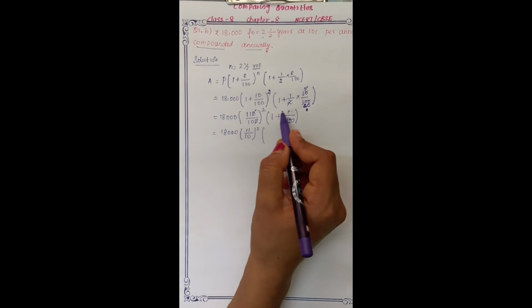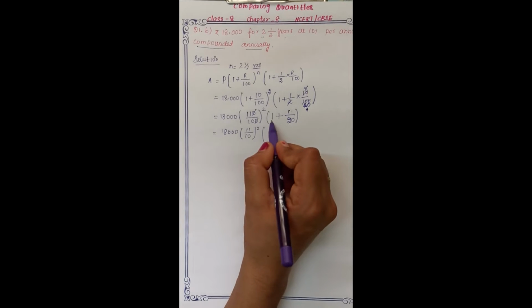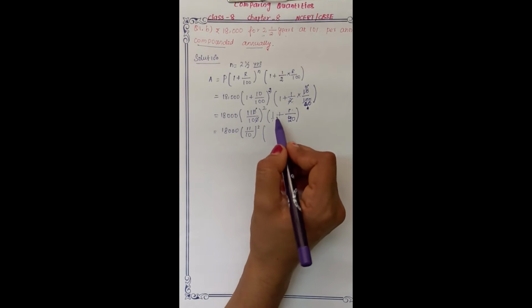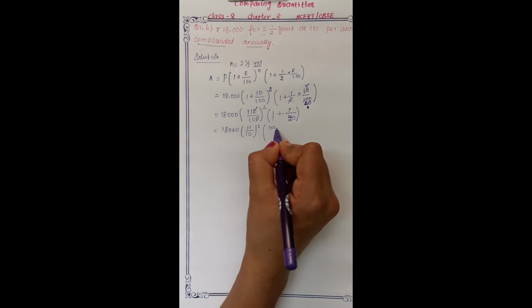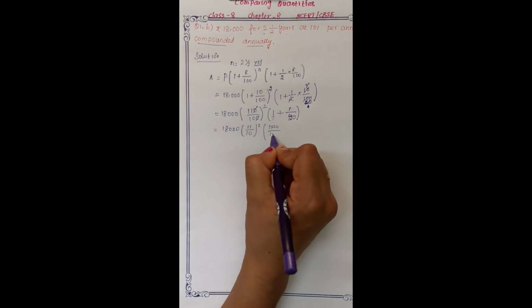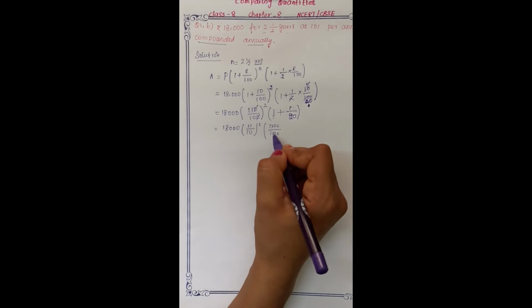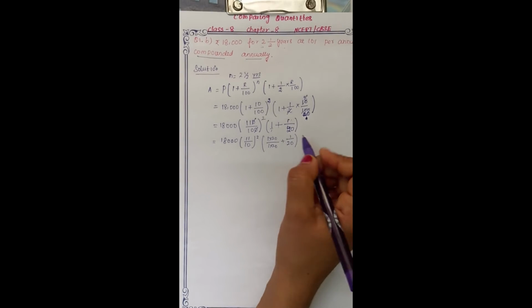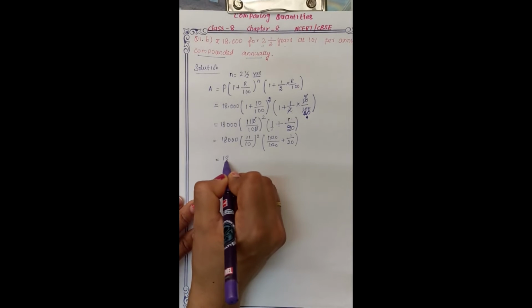So we need to take the LCM. In the denominator we have 1, so we need to make the denominator 20. Multiply and divide by 20: 1 by 20 divided by 1 into 20, 1 into 20 divided by 1 into 20. Next 1 by 20. So 18,000.